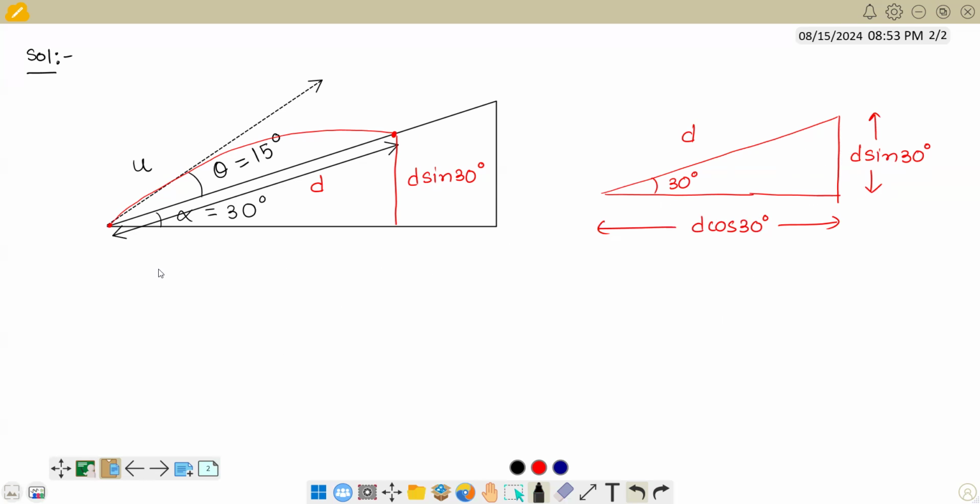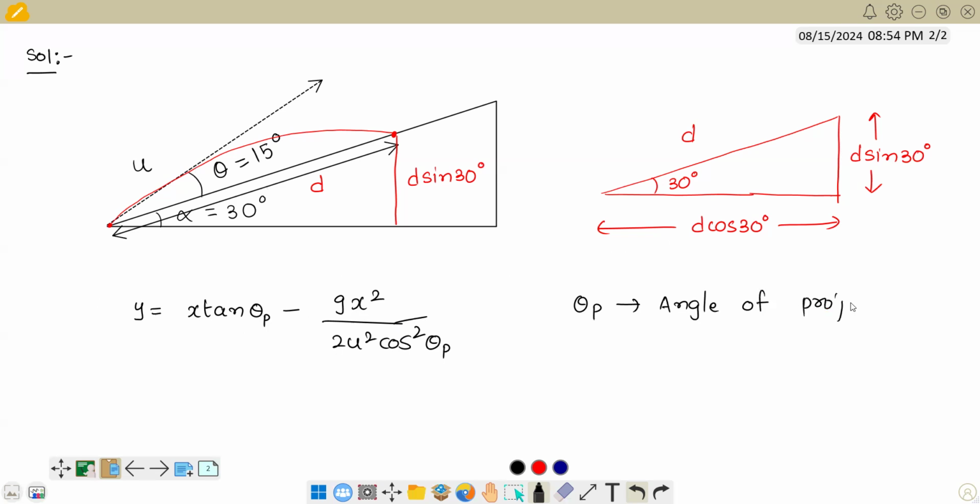I think by now, most of you, since you are attempting JEE questions, will know the equation of a projectile. The equation of a projectile is y equals x tan theta minus g x square by 2 u square cos square theta. I'll write theta p, because here theta is given as 15 degree. This theta p is basically the angle of projection with horizontal.